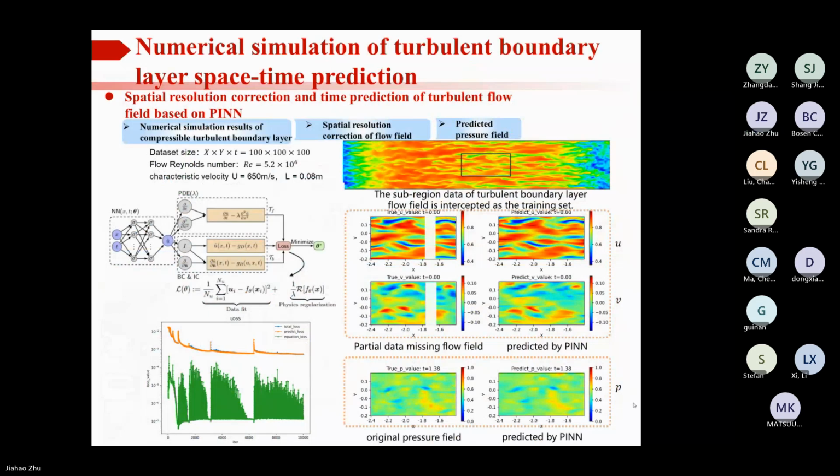The input of the neural network is the coordinate information x and time t, and the output is the velocity u, v and the pressure p. Through the loss curve, it can be found that the prediction accuracy can reach the negative third power of 10. In addition, the pressure field can also be obtained by learning the NS equation, and the mean square error between the result and the original data also converges to a small value.